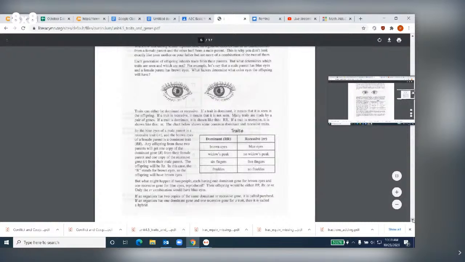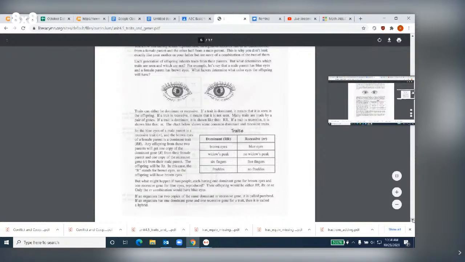So what might happen if 2 people each having 1 dominant gene for brown eyes and 1 recessive gene for blue eyes produce offspring? The offspring would either be RR, capital R capital R, capital R lowercase r, or lowercase r lowercase r, which means they'd have blue eyes. So only the lowercase r combination would have blue eyes. So if there's 1 dominant trait with the eyes, you're going to have brown eyes. But if you get 2 recessive traits, the lowercase r, you're going to have blue eyes.